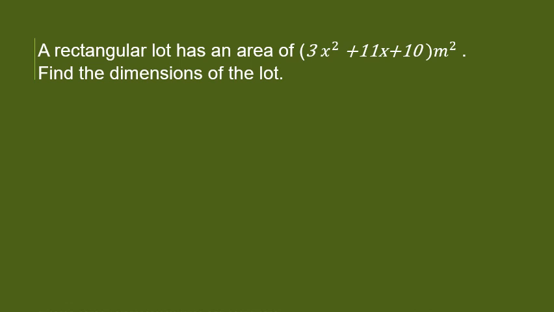The formula for the area is length times width. So the solution, as you can see, is 3x squared plus 11x plus 10. So this is a general trinomial where a is greater than 1. So we're going to apply the general trinomial factoring here. For 3x squared, we have the factor 3x times x. For 10, that is 5 times 2.